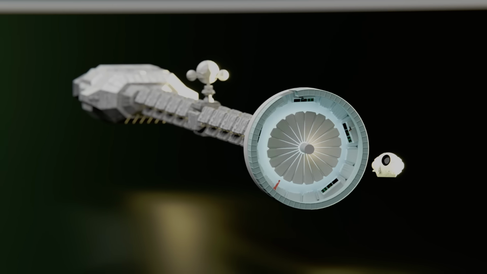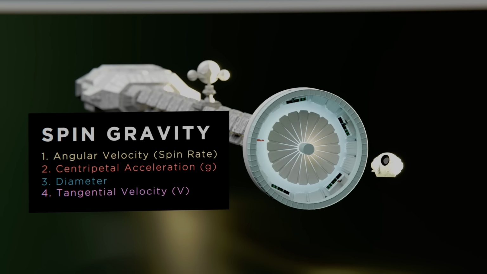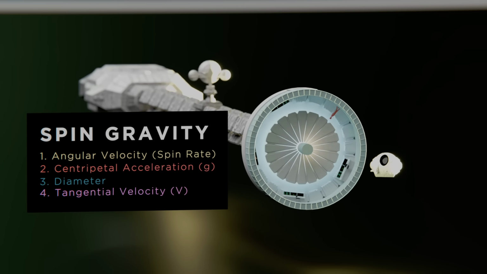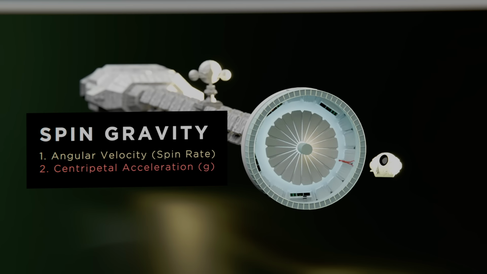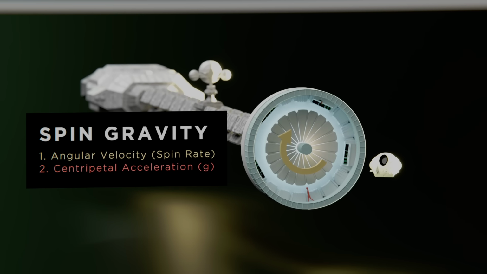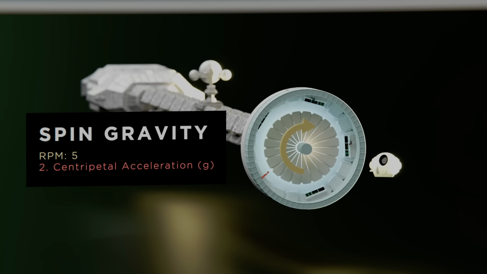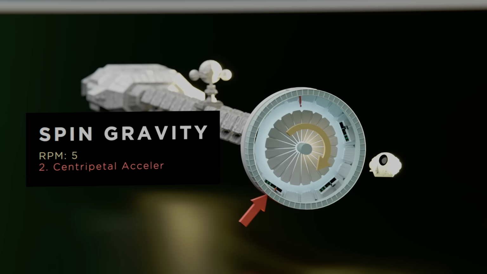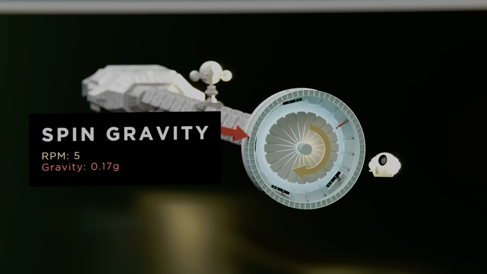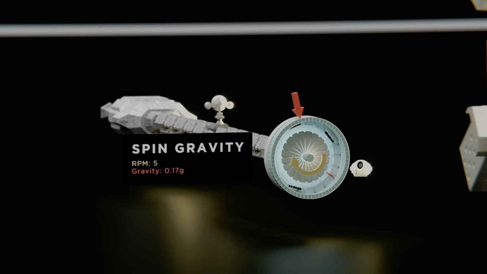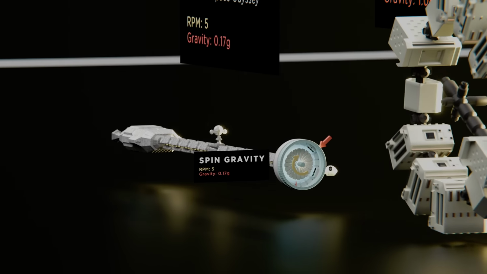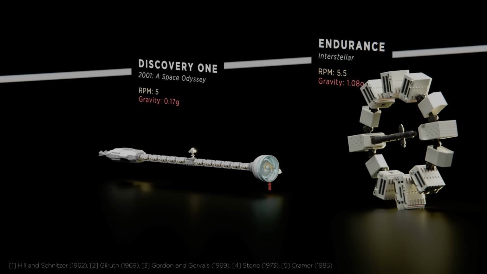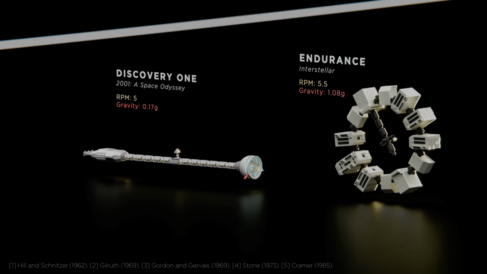There are 4 interdependent variables for spin gravity, and you can engineer your station by changing these variables. The first 2 I've already mentioned: angular velocity or spin rate, shown in RPM, and centripetal acceleration or gravity level, shown in Gs. There is a maximum spin rate for human comfort, the maximum where people wouldn't be dizzy or sick, and 5 or 6 RPM has been suggested by studies as the maximum.